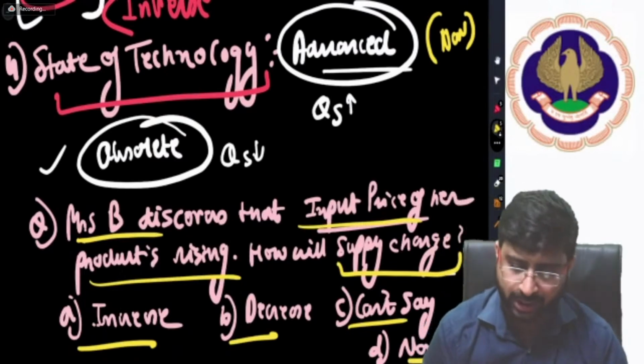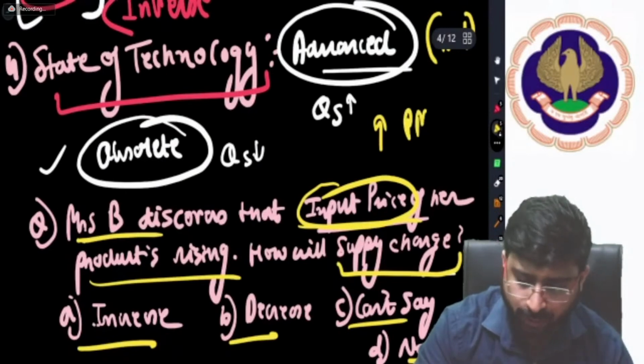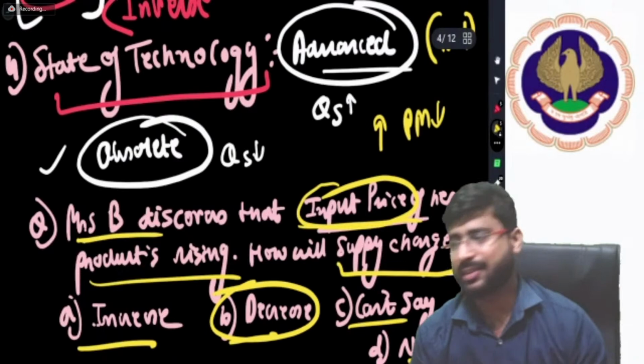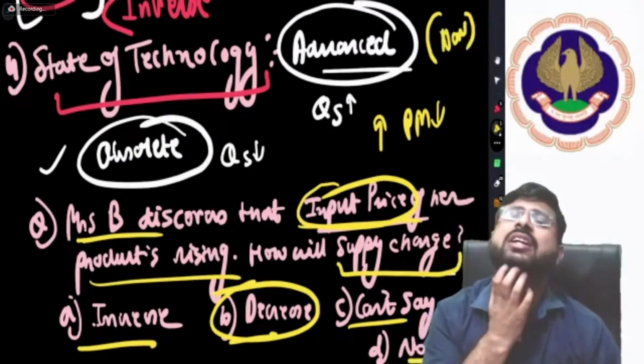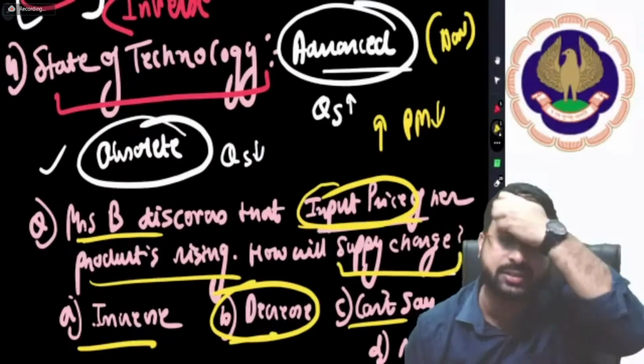Right, absolutely. You all are saying that, sir, if input price has risen, profit margin will reduce, and so quantity supplied will decrease. That's right. B is the correct answer to this. Very good, everybody.